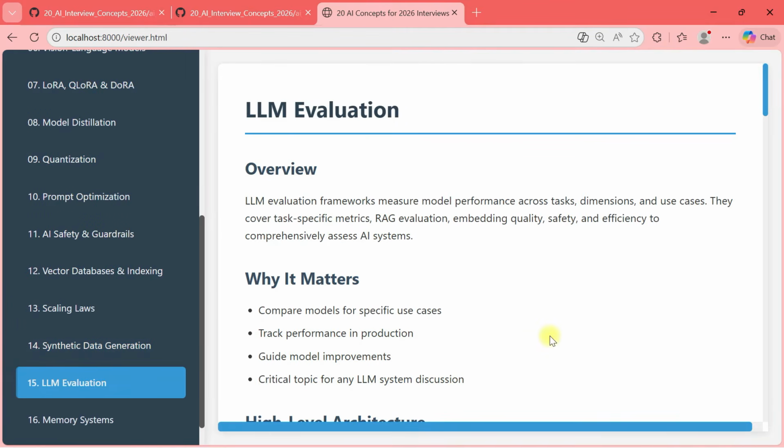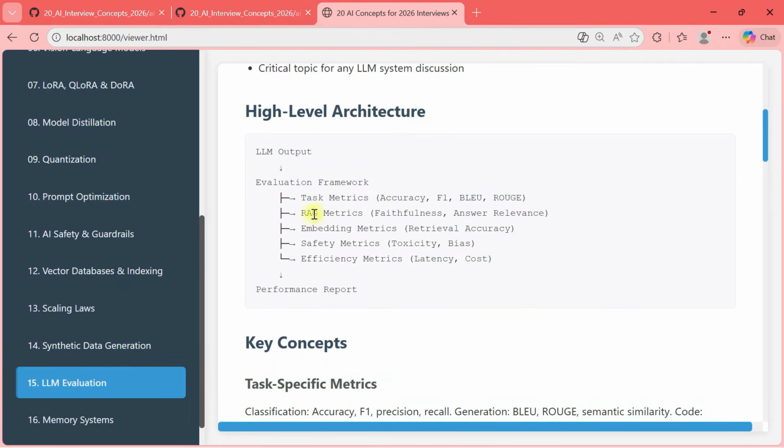The next topic, very interesting, one of my favorite topics: LLM evaluation. Every time you use an AI system nowadays in generative AI, you need to evaluate it. You will evaluate for what? That is important. So there are different evaluation frameworks. You can evaluate for task metrics, RAG metrics, embeddings, safety, and efficiency. And in the brackets I have written things here.